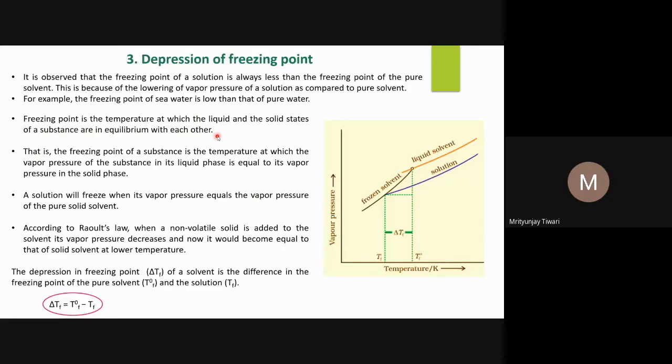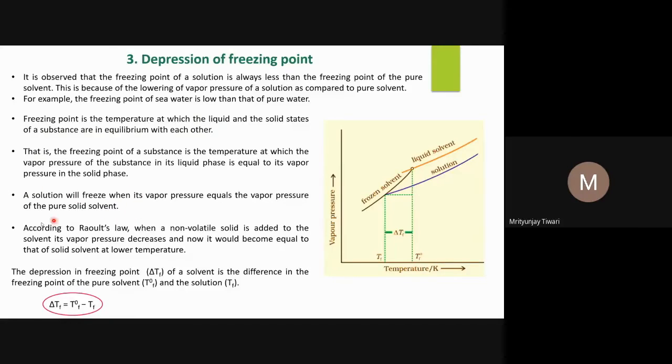Solid and liquid are in equilibrium with each other, and that is what the freezing point of a substance is: the temperature at which the vapor pressure of the substance in its liquid phase is equal to its vapor pressure in the solid phase. A solution will freeze when its vapor pressure equals the vapor pressure of the pure solvent, the very important point that I said.